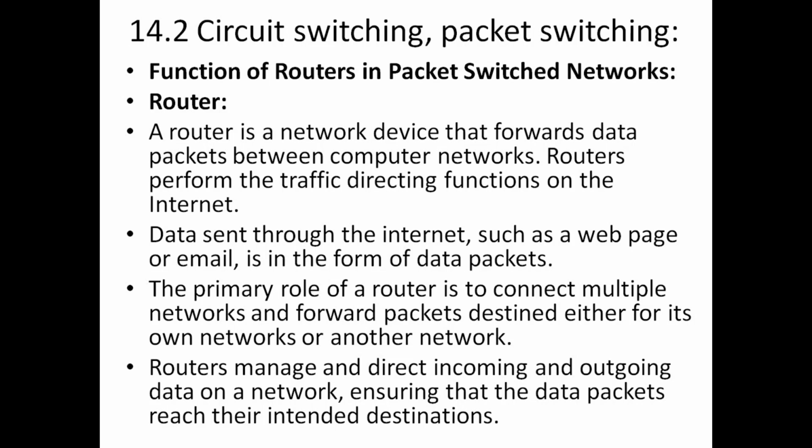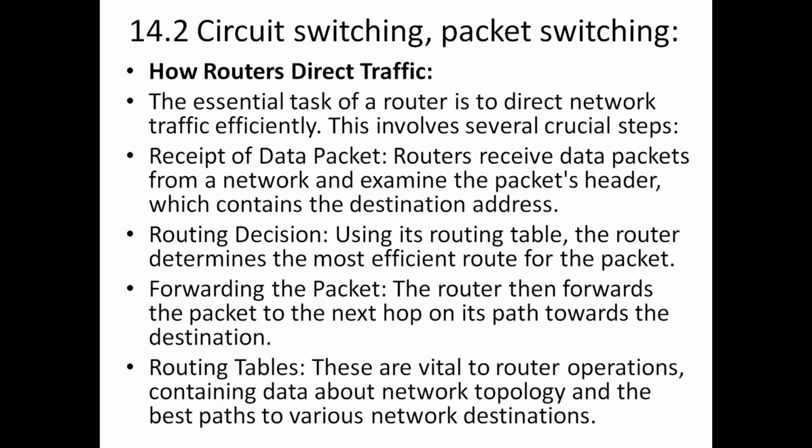Function of routers in packet switch networks. Well, as you already know, a router is a network device whose main aim is to forward data packets to their intended destinations. Data sent through the internet is always sent in the form of packets, and the primary role of a router is to connect multiple computers or multiple devices or multiple networks together and forward packets to their intended destinations. That is what the routers oversee. That's why their name is router, the one who plans the route for each data packet.